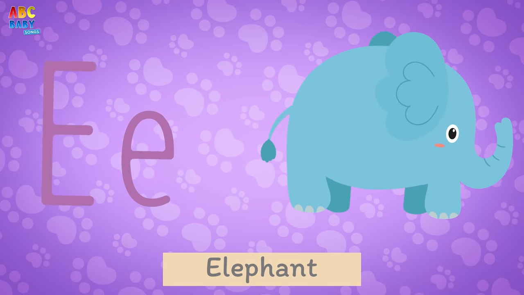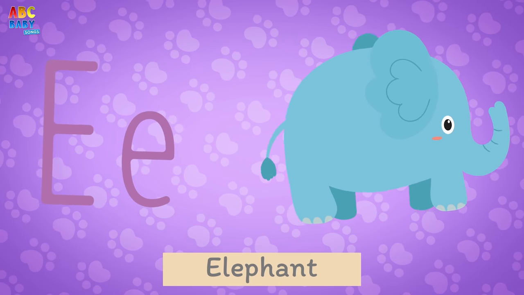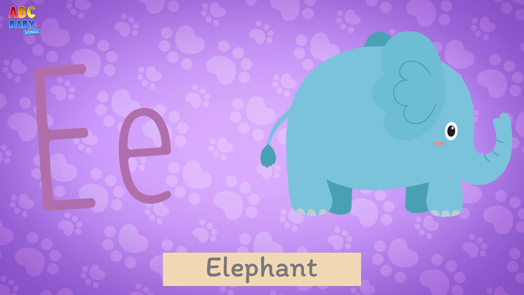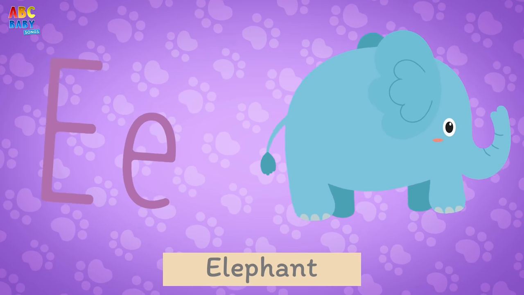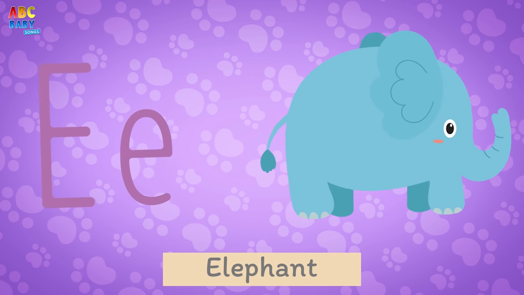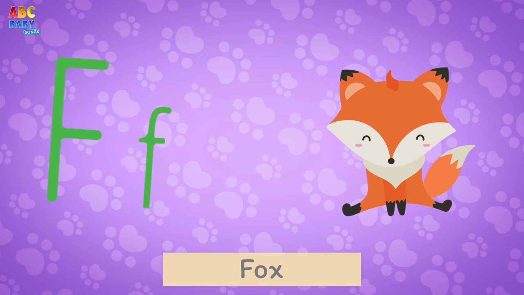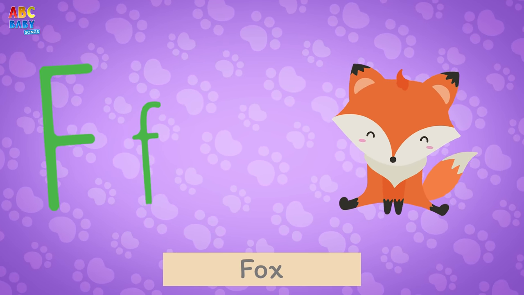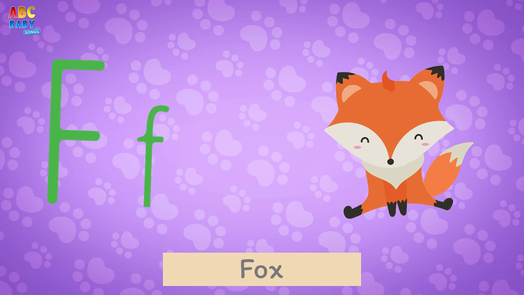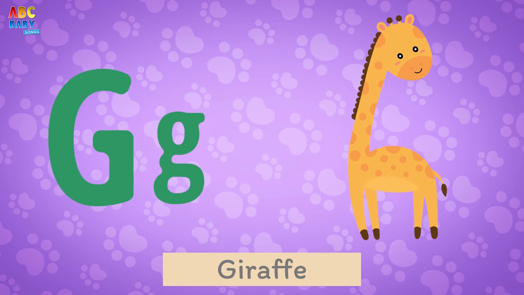E is for elephant. E, e, elephant. F is for fox. F, fox. G is for giraffe.